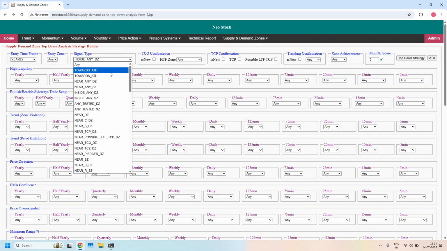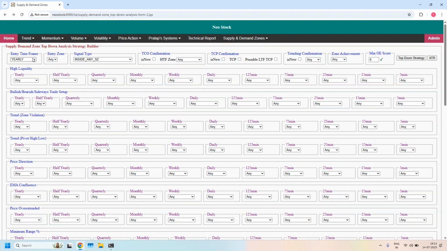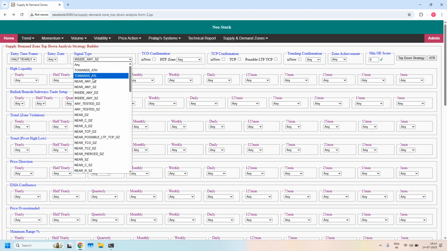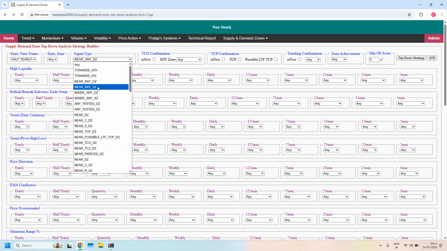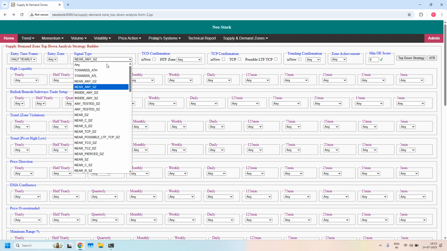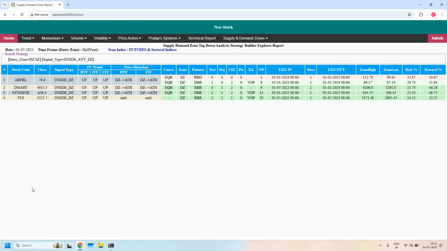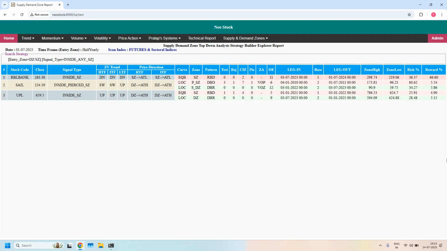Next, price closed inside the yearly supply zone, no stocks. Next time frame half yearly, stocks near half yearly demand zone, no stocks. Stocks near half yearly supply zone, also no stocks. Price closed inside the half yearly demand zone, we got 4 stocks. Next, price closed inside the half yearly supply zone, we got 3 stocks.